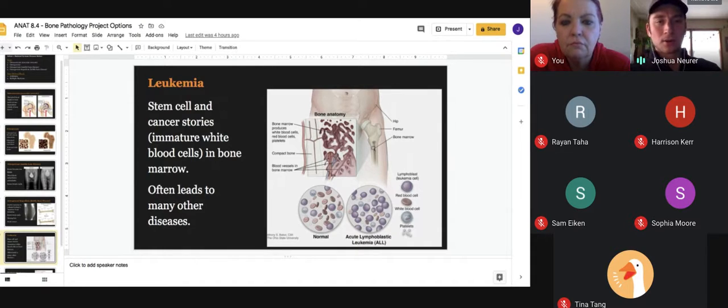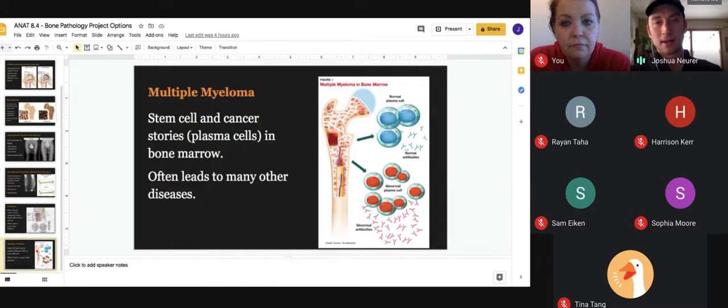And the final two stories, starting with leukemia, are more related to bone marrow. So if you want to explore stem cells and cancer stories, this one might interest you. It has to do with how cancerous or immature white blood cells are overproduced in bone marrow, and they crowd out all the normal blood cells that are supposed to be produced. It can lead to a lot of other harmful diseases down the road. So if you want to explore cancer, stem cell, or bone marrow stuff, this could be a cool one for you.